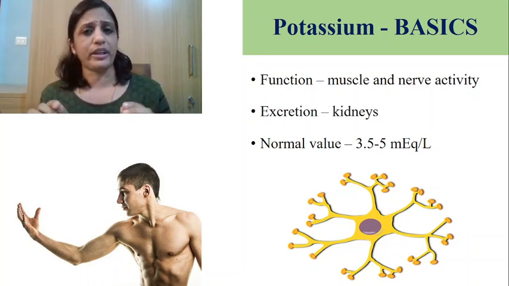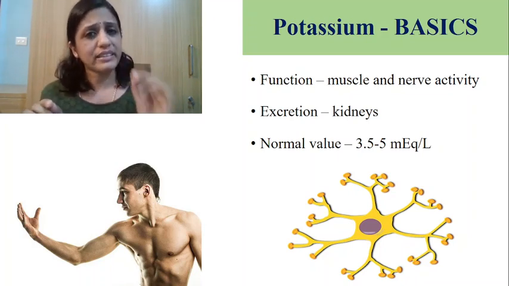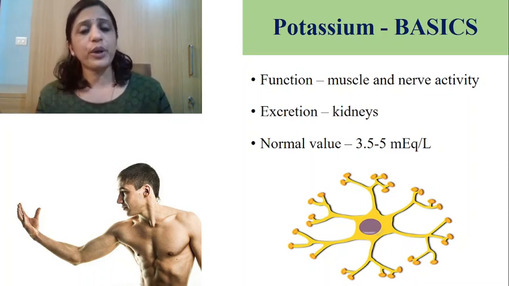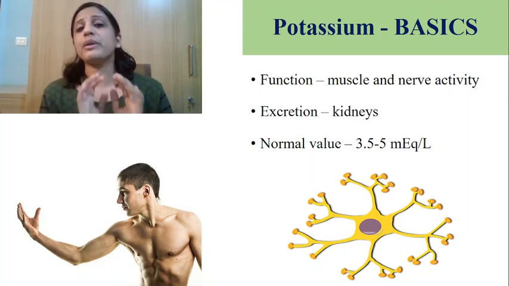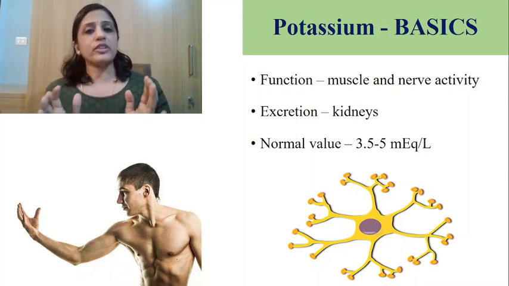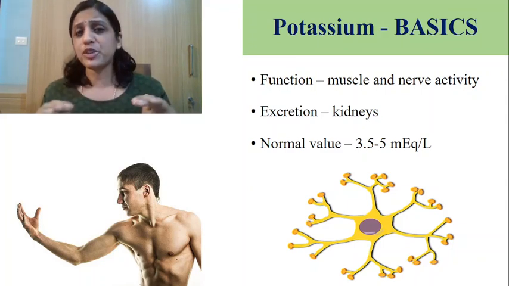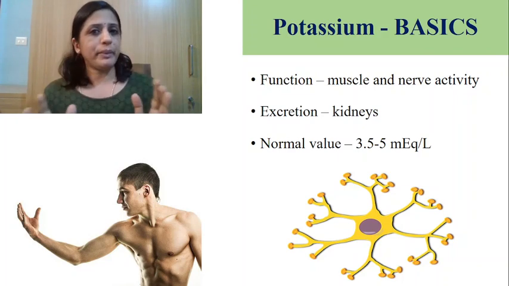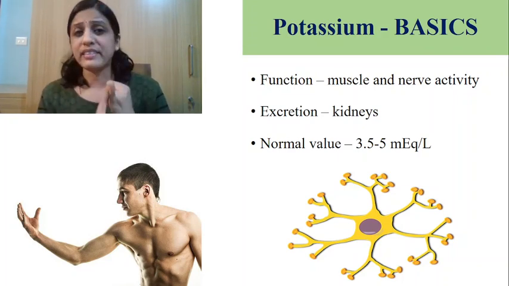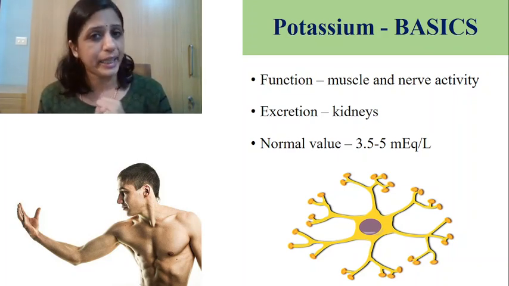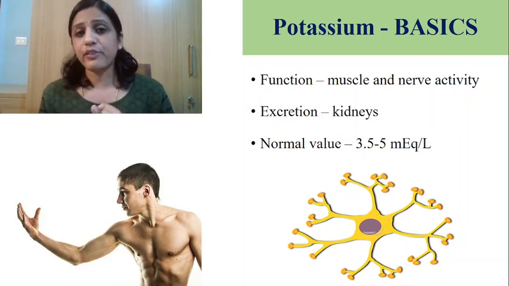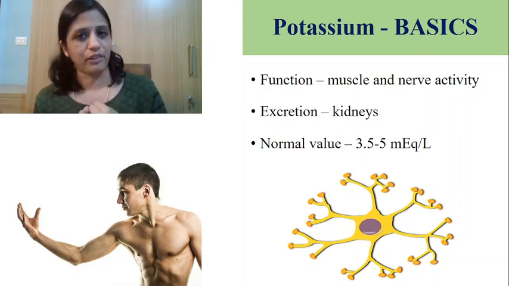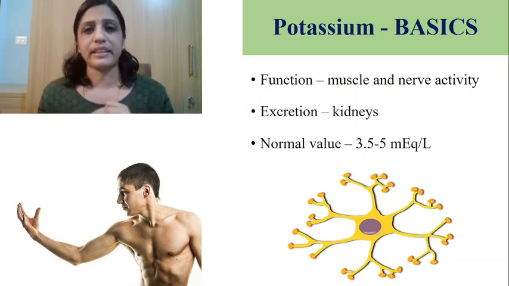Very, very important. If the value goes less than 3.5 or more than 5 or 5.5, the condition is considered to be very dangerous, because potassium is an electrolyte which has to be always kept within normal limits inside the body. So that is about the basics. What we should remember: it is an intracellular component, around 98%. What is it necessary for? For nerve function and muscle function. How is it excreted? By the kidney.